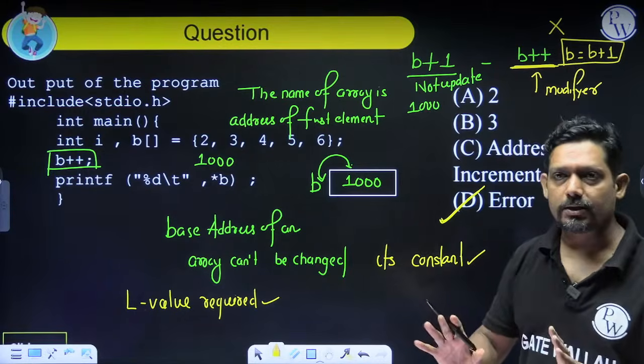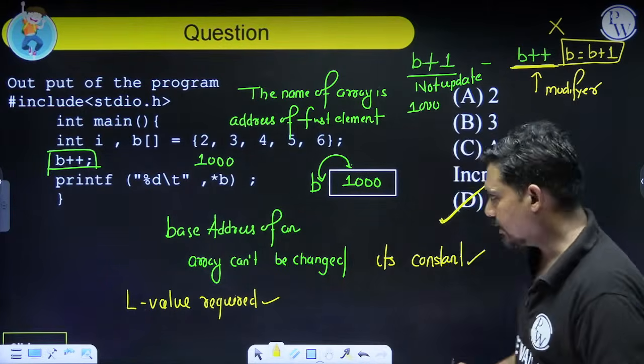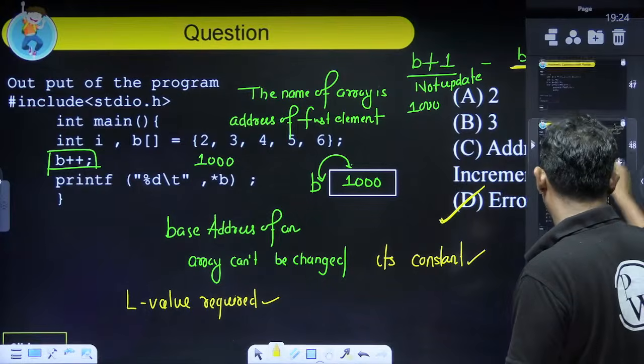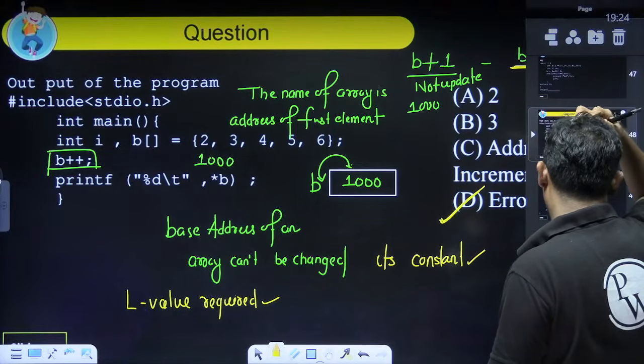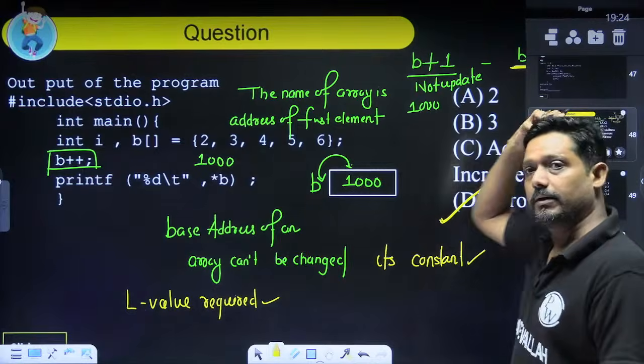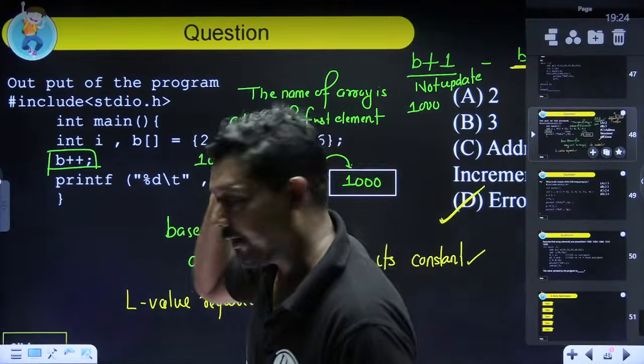It is constant. So this you understand. The base address cannot be changed. Very well. Great.